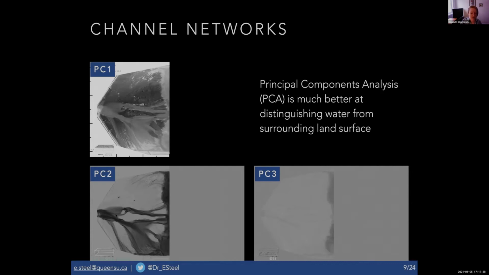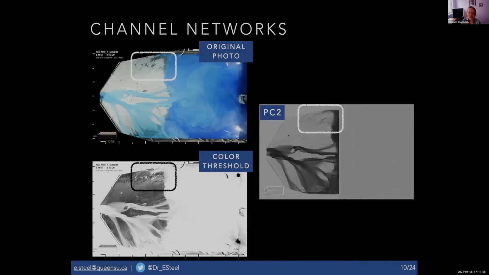The second principal component really pulls out the changes between wet versus dry land. So the river network is really highlighted in the second principal component. And the third principal component is just not useful. There's not a lot of information there, so we don't worry about it. Essentially, I'm using the second principal component images to extract the river networks from the imagery.